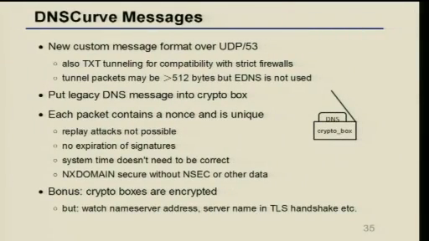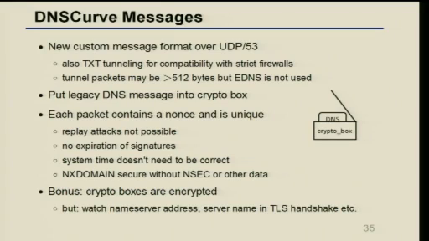DNS curve messages use also UDP port 53, but a new custom message format, which is not compatible with legacy DNS. It supports also TXT tunneling. It tunnels all data in TXT resource records. This is to go through strict firewalls, which are looking into DNS packets and verify whether this is really a DNS packet.